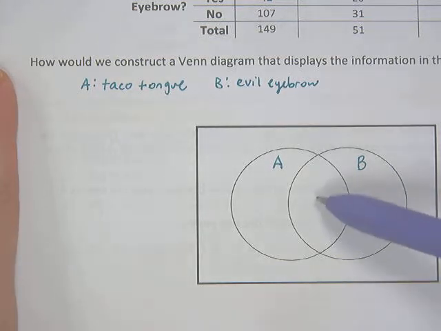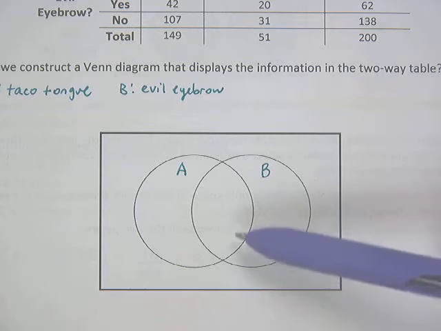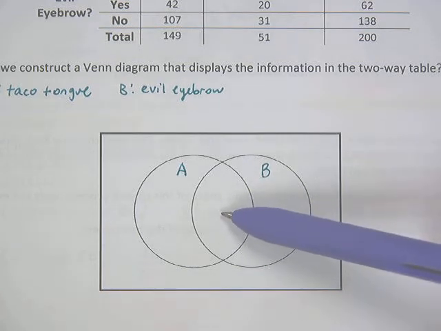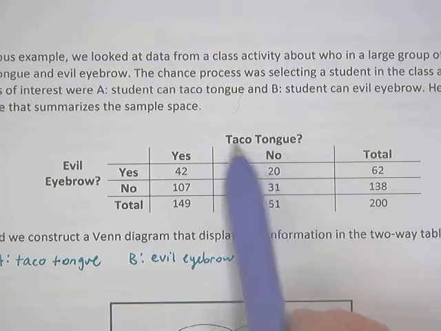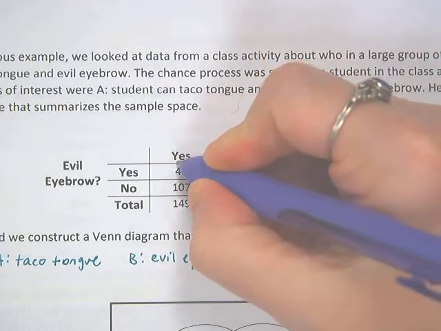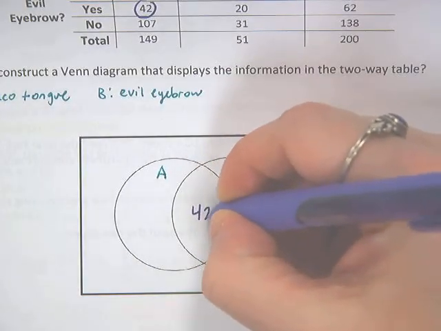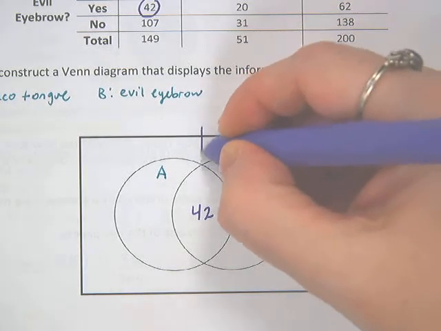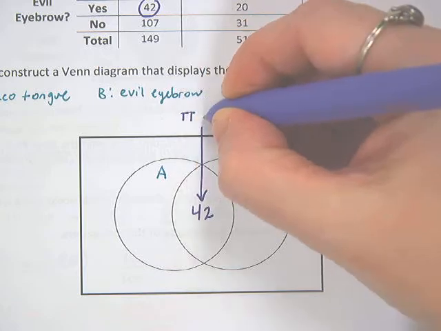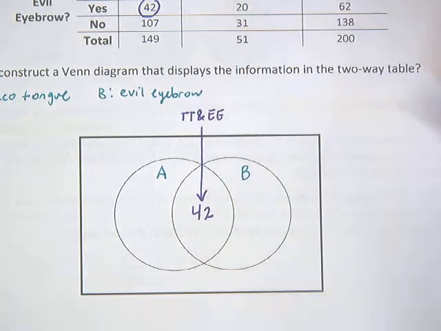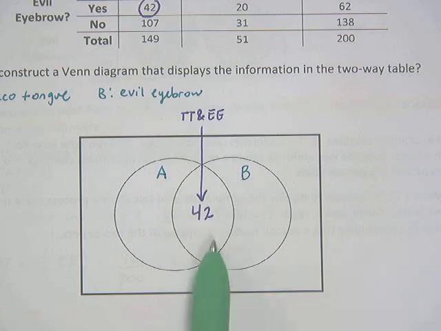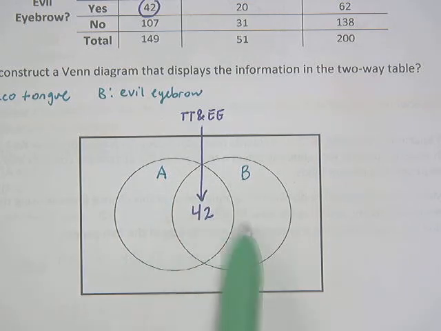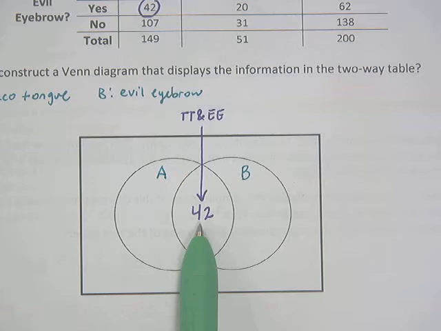Where I always like to start is the overlapping. So think about what that would mean. These would be students who can do both. Yes, yes. And so taco tongue, yes, evil eyebrow, yes. 42 is where those two events overlap. So I always like to start by putting that in there. If you want to label that for yourself, these students can taco tongue and evil eyebrow. So again, you can see visually now that there's that overlapping. So these 42 students belong to circle A and they also belong to circle B.